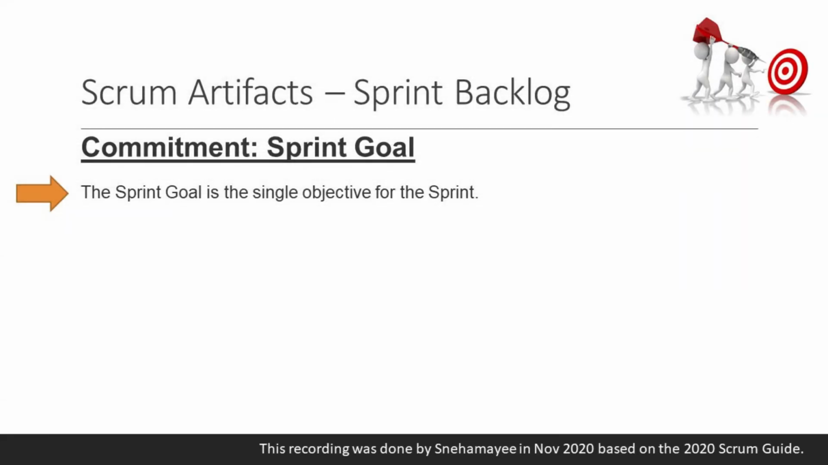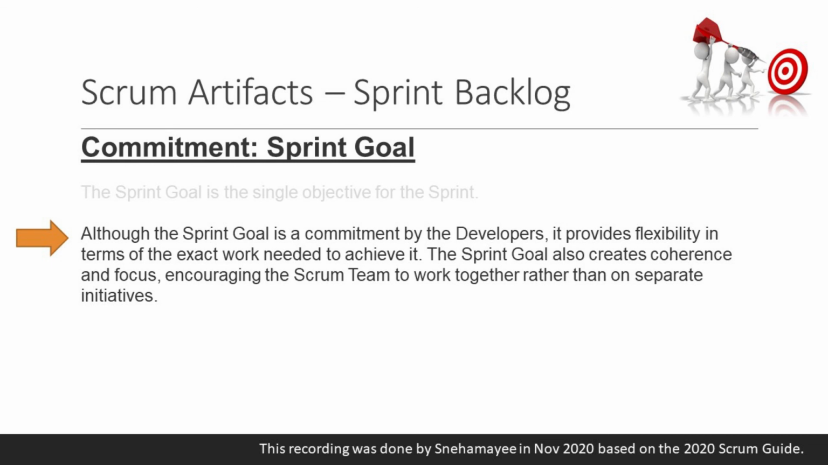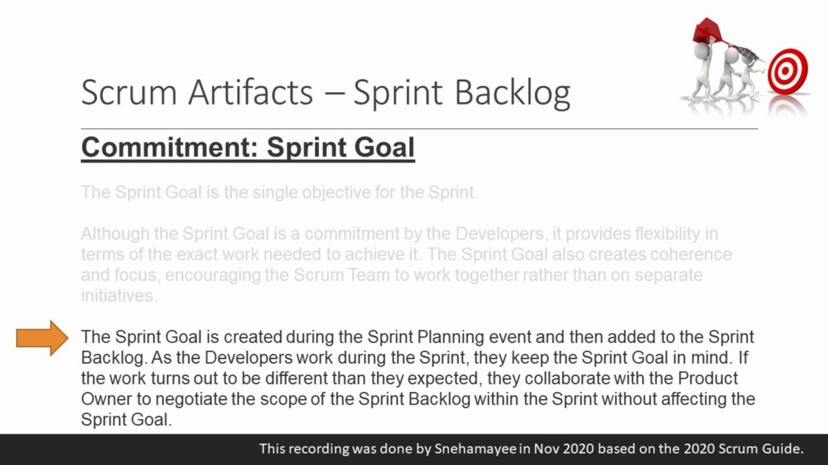Commitment: sprint goal. The sprint goal is the single objective for the sprint. Although the sprint goal is a commitment by the developers, it provides flexibility in terms of the exact work needed to achieve it. The sprint goal also creates coherence and focus, encouraging the Scrum team to work together rather than on separate initiatives. The sprint goal is created during the sprint planning event and then added to the sprint backlog.